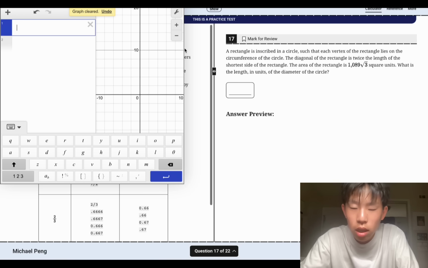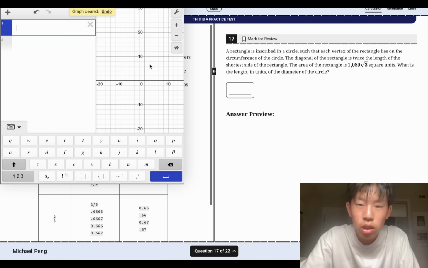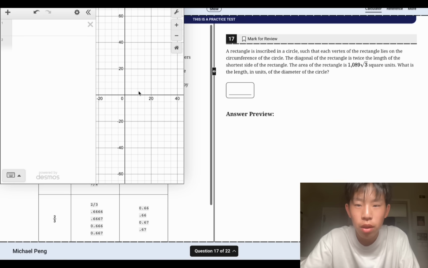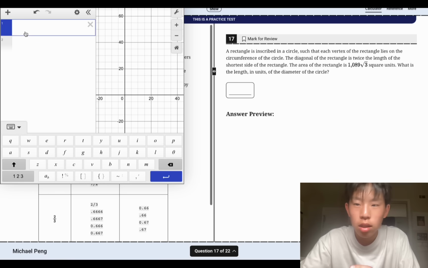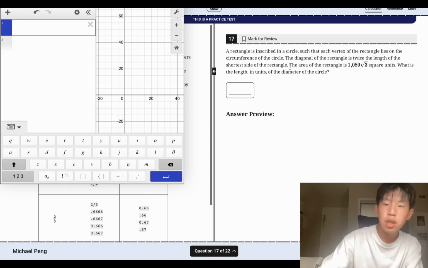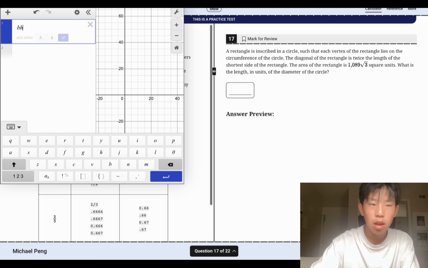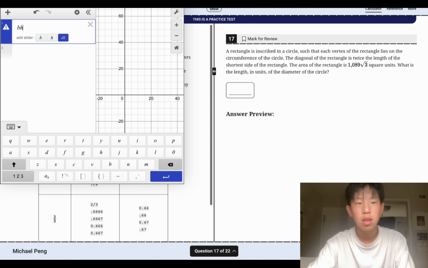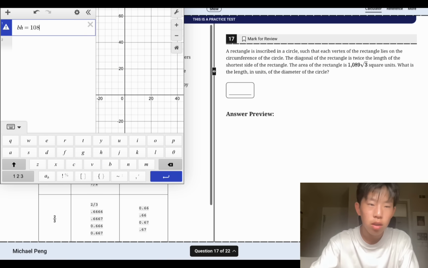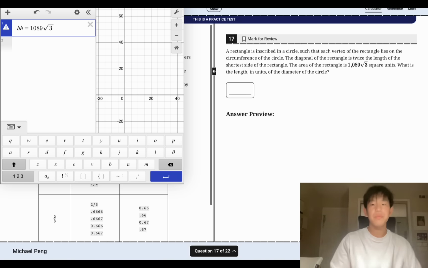So this one, you're probably like, yo, Michael, you're absolutely cooked. How are you going to use it for a circle? But then you need to realize this. First, it gives you the area of the rectangle. How do you find the area of a rectangle? It's base times height equals the area. And then in this case, it's equal to 1089 square root 3.